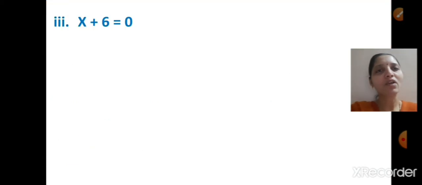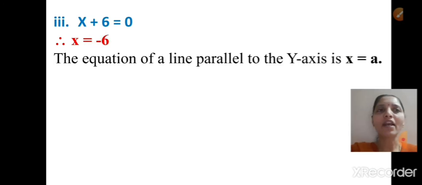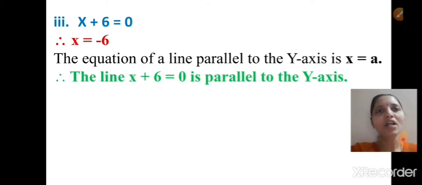Okay. Now let's see the third equation. x plus 6 is equal to 0. So what will be our first step? First we will simplify this. What will we do? We will shift this 6 to the right hand side. So we will get here x is equal to minus 6. Now again x is equal to a. That means the equation of a line parallel to the y-axis is x is equal to a. Therefore, the line x plus 6 is equal to 0 is parallel to the y-axis.